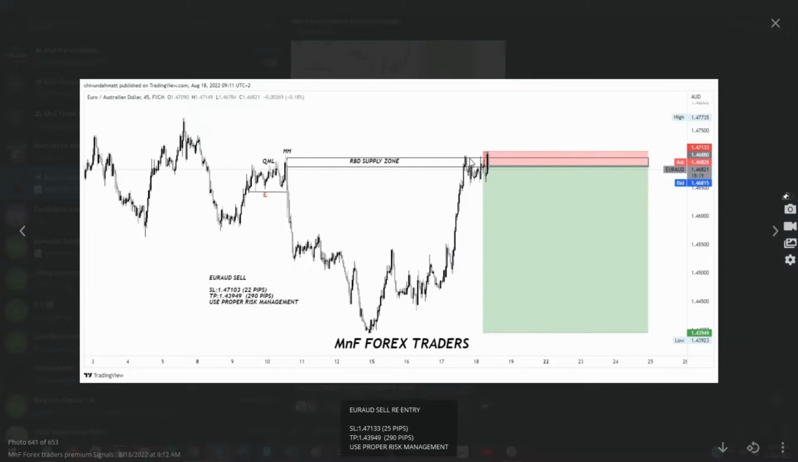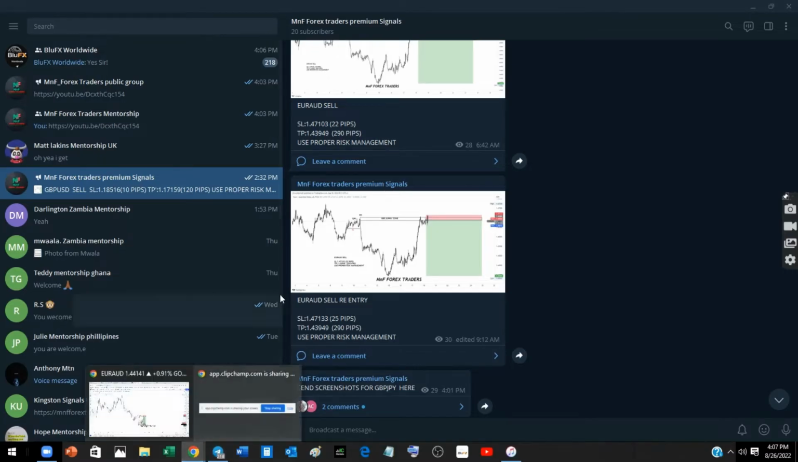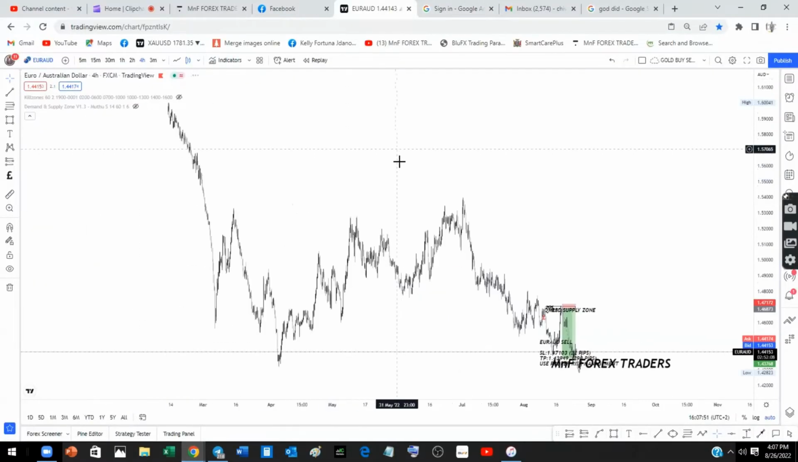So after that, we saw the market reacting from here, then pushed to the upside, then we entered right here and we saw the market dropping. So this setup was a 25 pips stop loss, and the target was like 190 pips. All right. So let me just show you what happened. So it was sent on the 18th of August. Let me just show you what happened. So this is how it was.